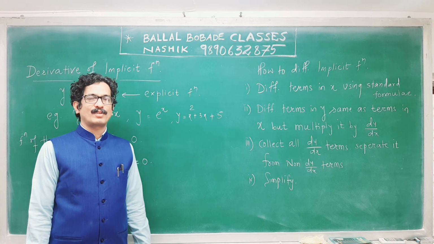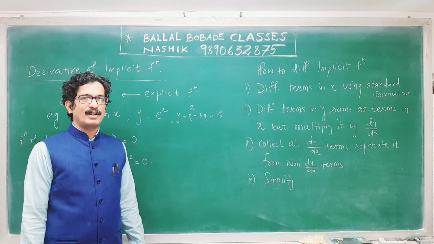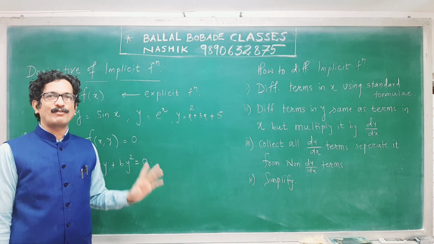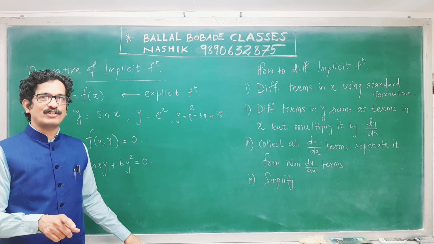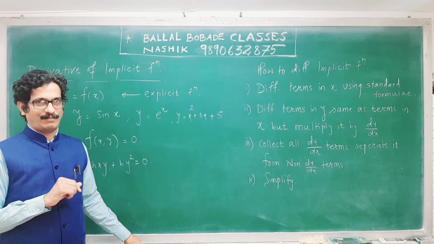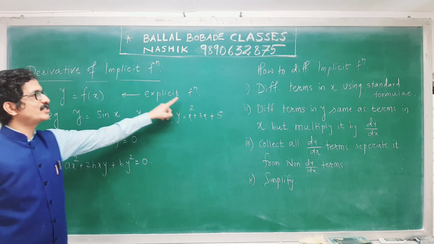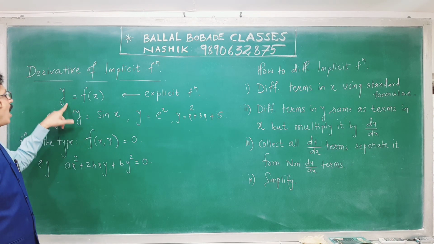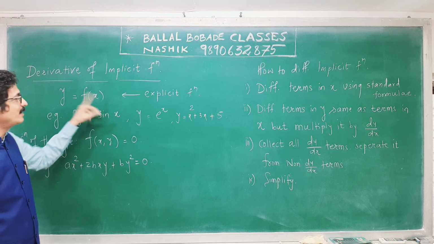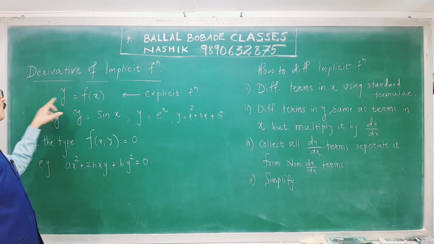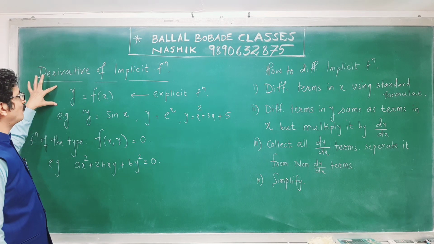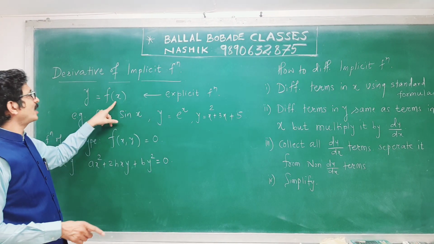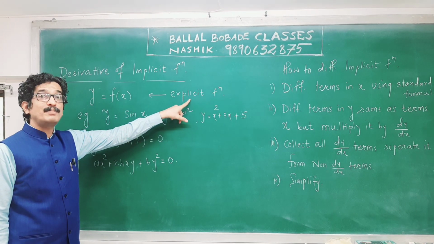Hello students, today we are going to learn derivatives of implicit function. Now there are two different types of function. One is explicit function and one is implicit function. Now what is explicit function? So when you have a function of the form y equal to f of x, that is on the left side of equality sign you have a term in y and all the right side term contains only terms in x. Such expressions are always called explicit function.